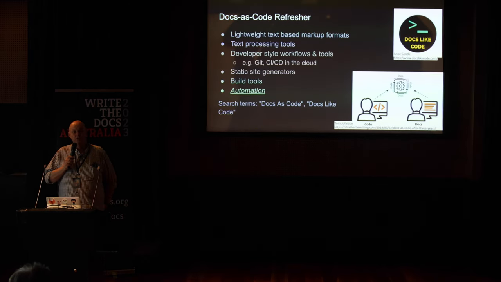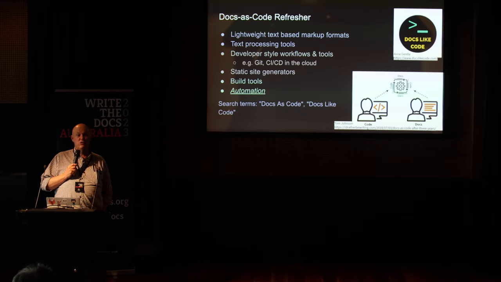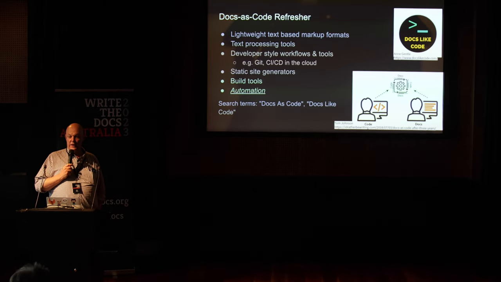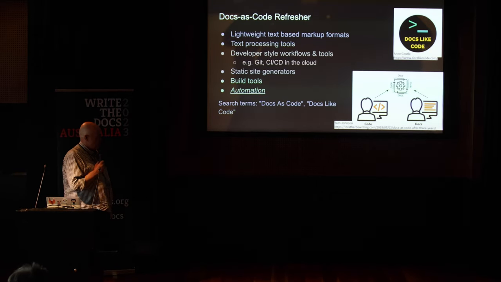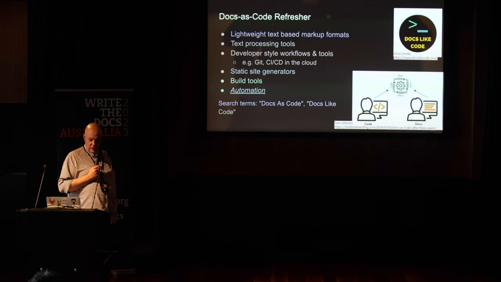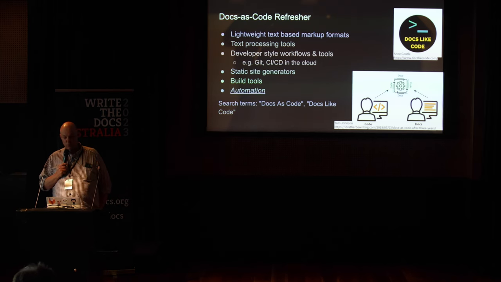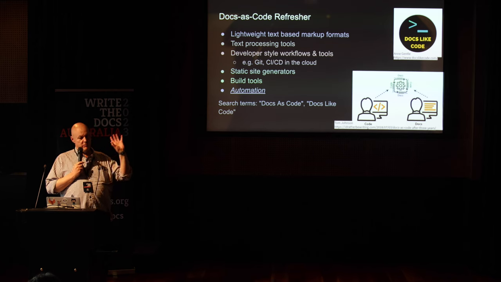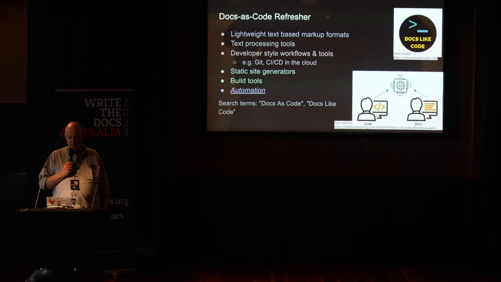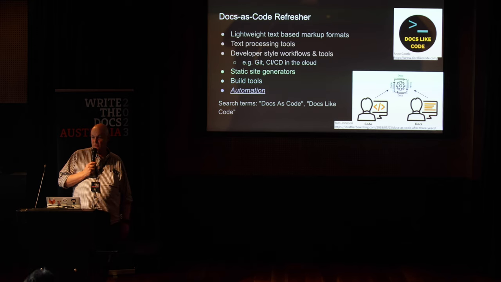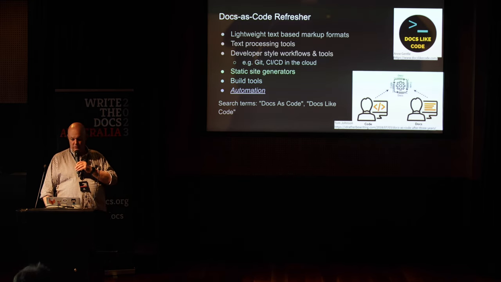For those who are not familiar with Docs as Code, a quick refresher: it's about using developer tools and developer workflows to make writing documentation more responsive and easier. There are some websites there and some search terms we use. The important thing here is that we're using developer-style tools, particularly CI/CD, which is running jobs in the cloud every time we make a change, magically, and using Git. We want to use all these tools to automate things so that as much as possible happens without us having to do a bunch about it.